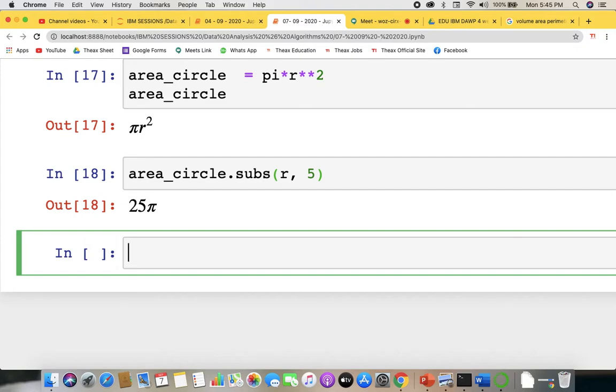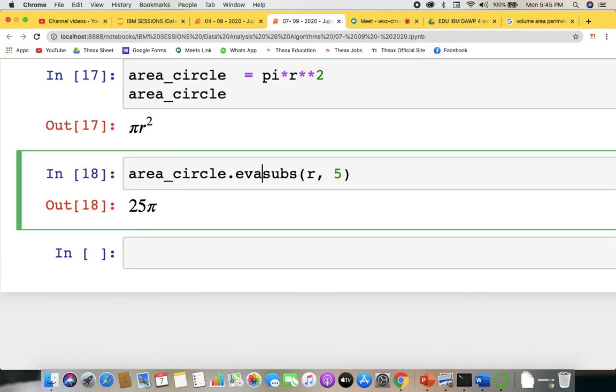What if I want to get the exact values there? We can use a function called eval, right? You can use the eval function. It will evaluate the value using the function. So before the substitute, we can write eval, and then substitute the value of r with 5.